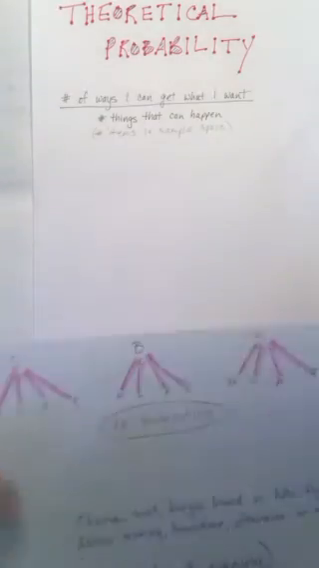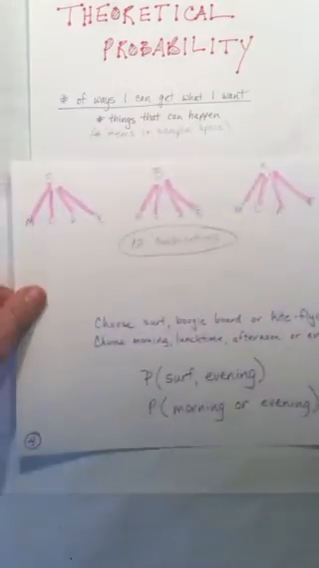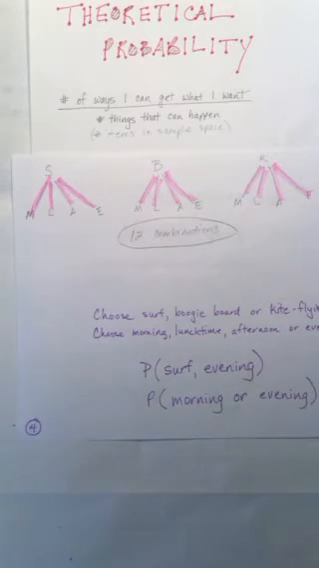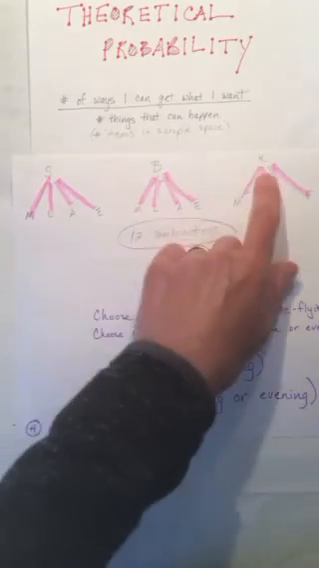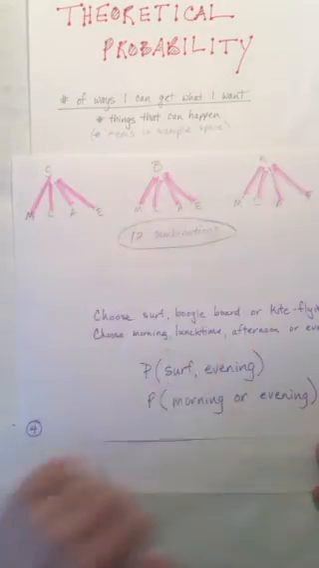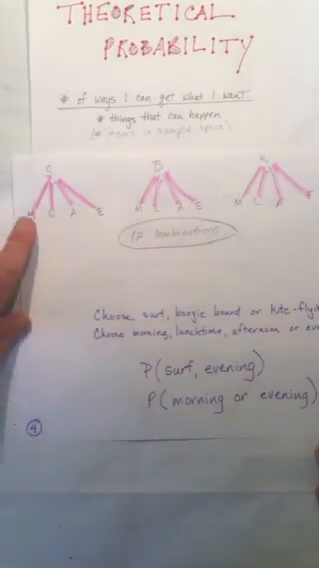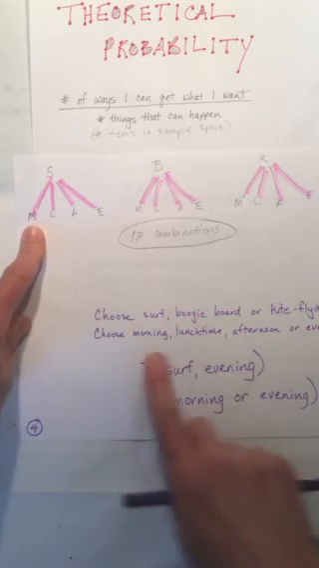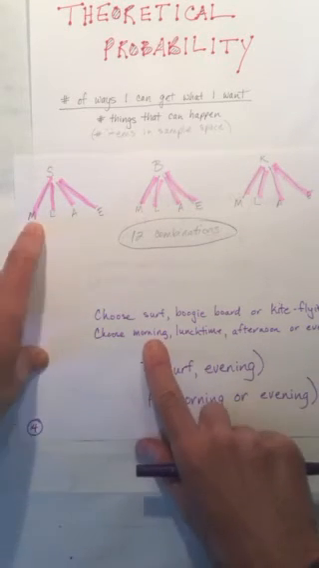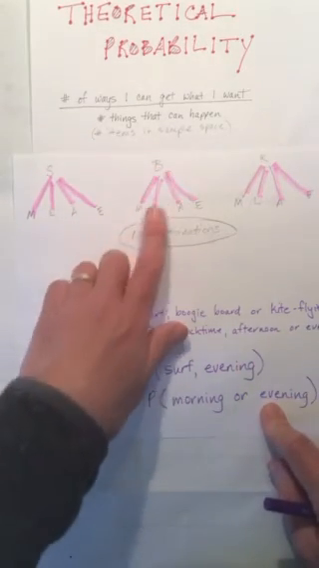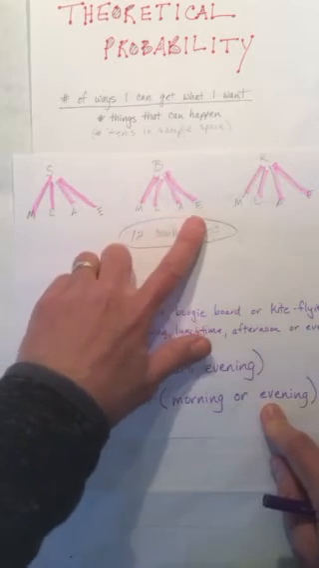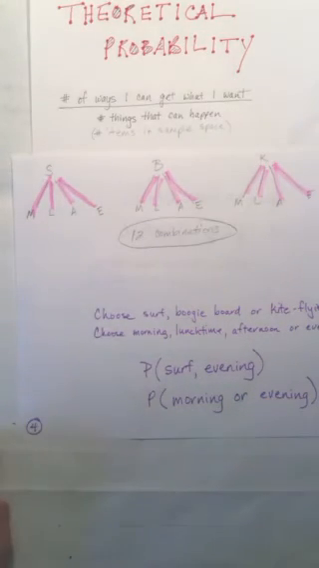All right, one more. So here's our beach day one. And just as a reminder, because we have a lot of abbreviations on here, it was surfing, boogie boarding, or kite flying. So those were the activities that you had. Then you were choosing the time of day you were going to go. So I actually have that written down here. So morning, lunch, afternoon, or evening. Or you could boogie board in the morning, lunch, afternoon, evening, and so on.